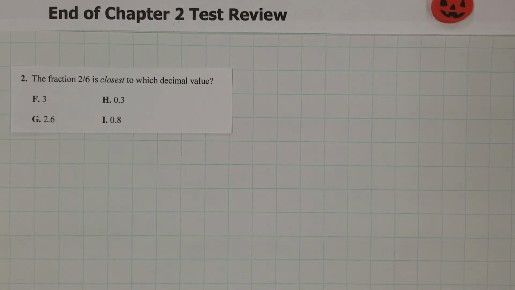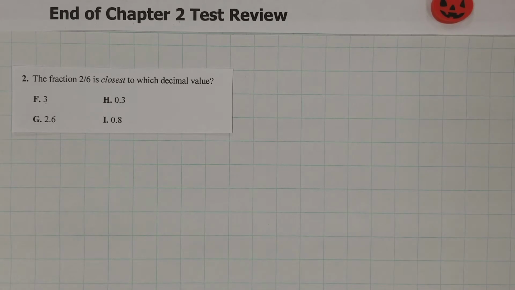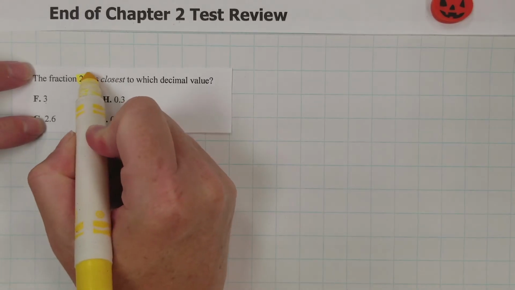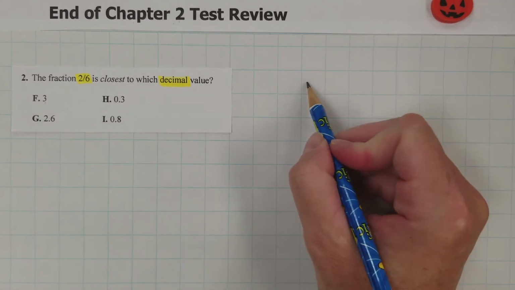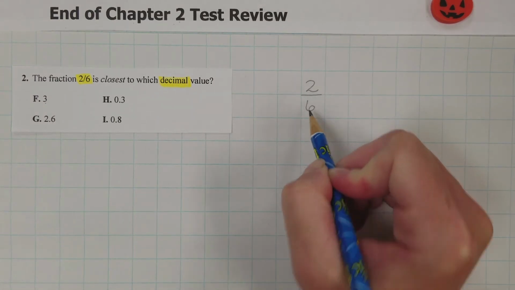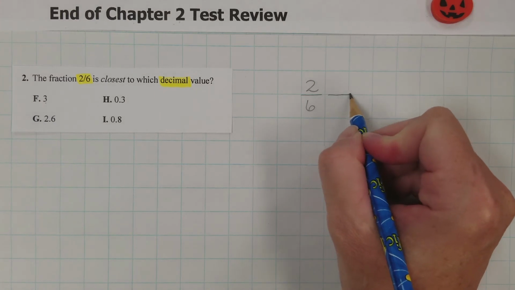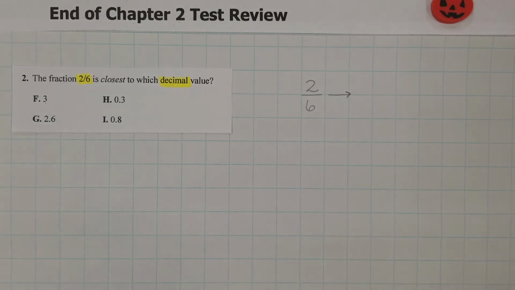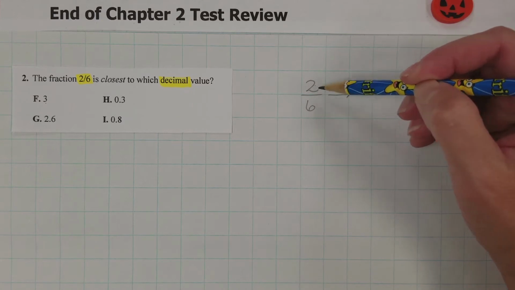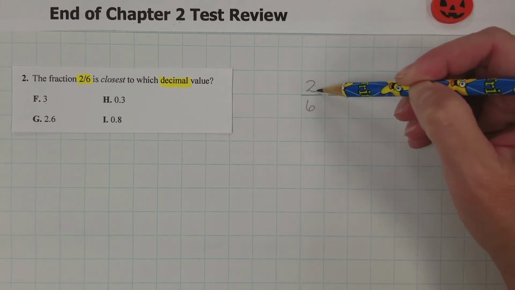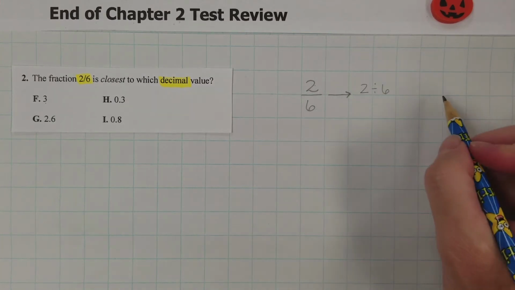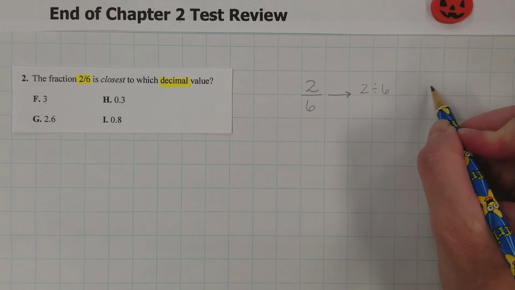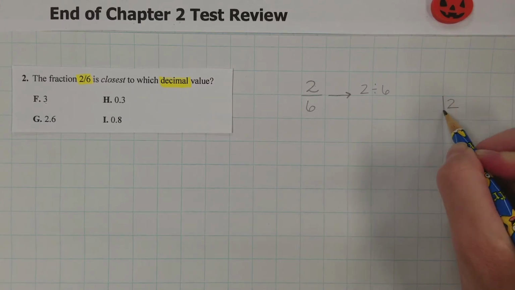Question number 2. The fraction 2/6 is closest to which decimal value? In this question, they're asking us to change 2/6 into a decimal. I'm going to write my fraction 2/6. I'm going to convert it to a division problem. This says 2/6 or 2 out of 6 or 2 divided by 6. I can also write that as 2 divided by 6.